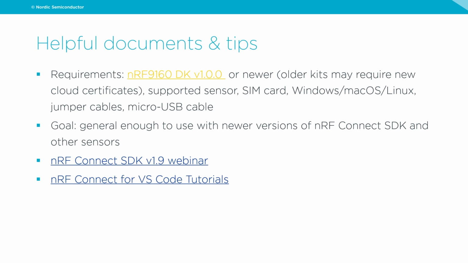You'll need a supported sensor. I'll talk a bit about that later. You'll also need a SIM card. Hopefully the iBasis SIM card works in your region. Otherwise, you'll need a local SIM card. I'm testing on Windows, but of course this should also be able to work on macOS and Linux. You'll need a few jumper cables and a micro USB cable.